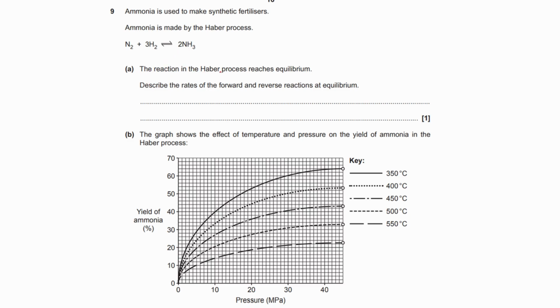The reaction in the Haber process reaches equilibrium. Describe the rates of the forward and reverse reactions at equilibrium. So obviously at equilibrium, the rate of the forward reaction is equal to the rate of the reverse reaction. So that's all you need to say for this one mark. Or you can just say they are both the same.